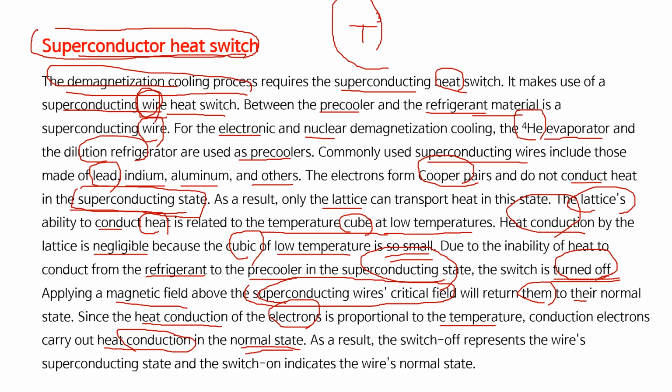As a result, the heat switch off represents the wire's superconducting state, and the switch on indicates the wire's normal state. So the superconducting state corresponds to switch off, and the normal state corresponds to switch on.